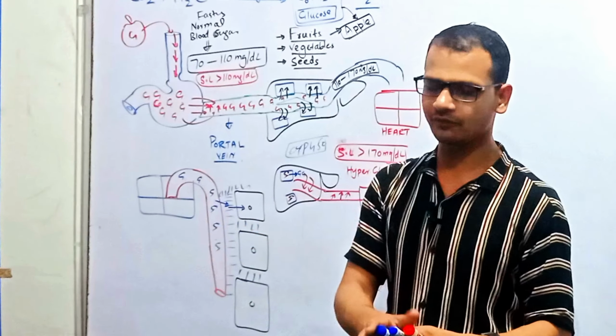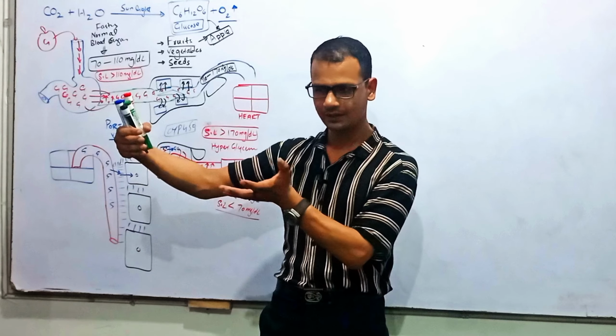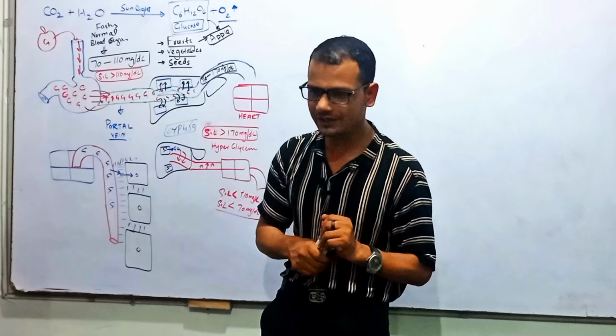For example, the process of diffusion. What is diffusion? The movement of molecules from high concentration to lower concentration. So for example, here the concentration is low and here the concentration is high. The glucose will go inside the intracellular fluid. Here the glucose concentration is high and here it is low, so the glucose will shift from high concentration to lower concentration.